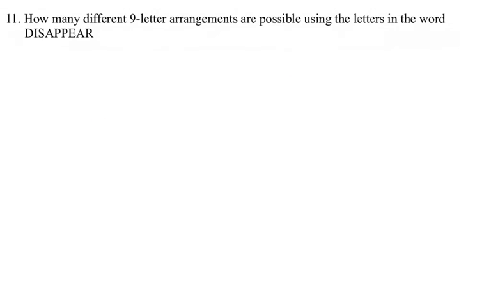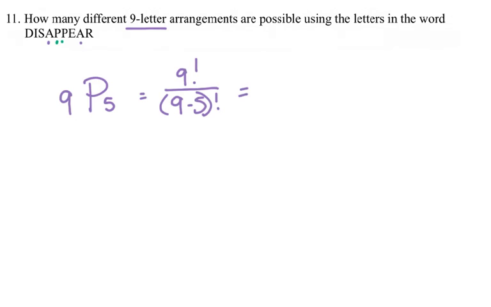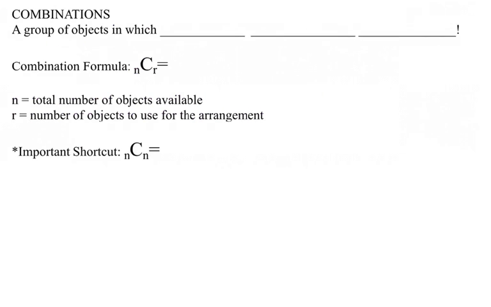So here's another way to think about it. How many different 9-letter arrangements are possible? Notice that this letter appears twice. This letter also appears twice. So this is going to be 9 permutation 5, which is 9 factorial over (9 minus 5) factorial, which equals this number. Okay, that's really boring. Let's move on.